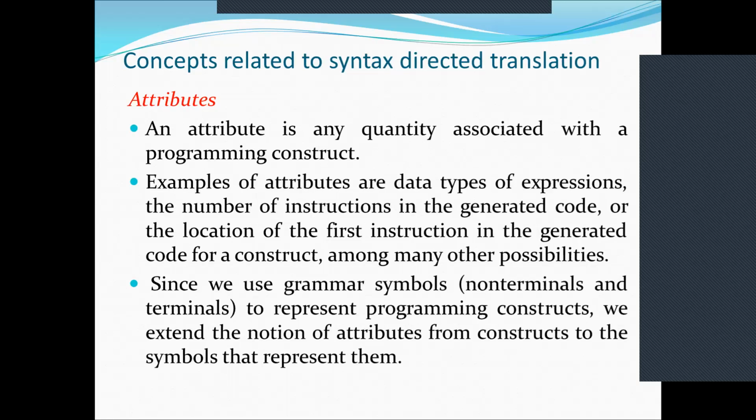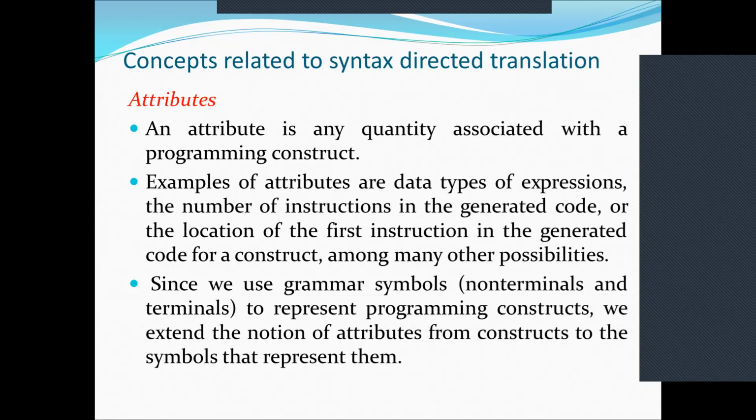So examples of the attributes are the data types of the expressions, the number of instructions in the generated code, or the location of the first instruction in the generated code for a construct, among many other possibilities. So an attribute can be anything. If you create data, it can have multiple attributes, like what is the type of the data, what is the size of the data, what is the memory location of the data. So a data has different attributes.